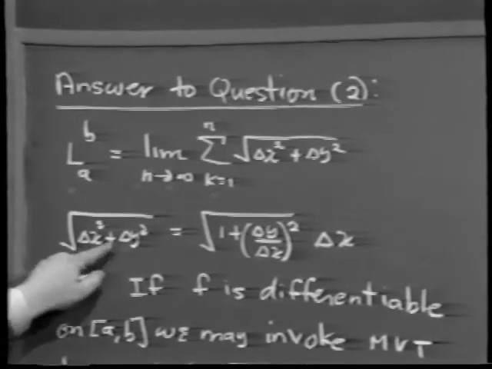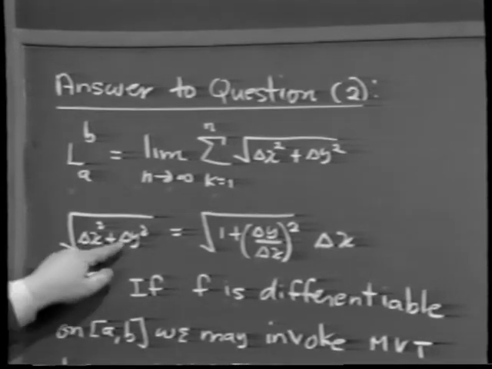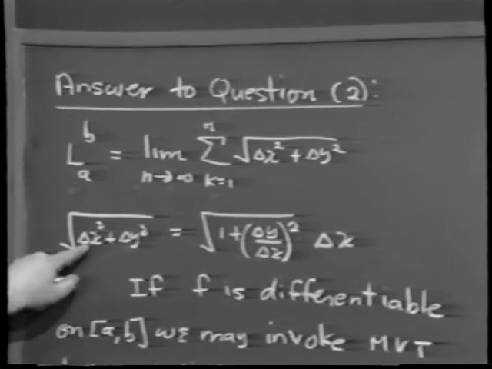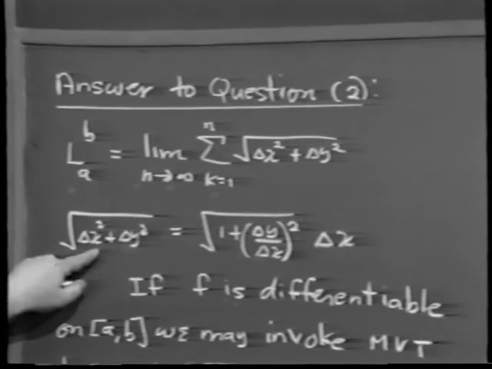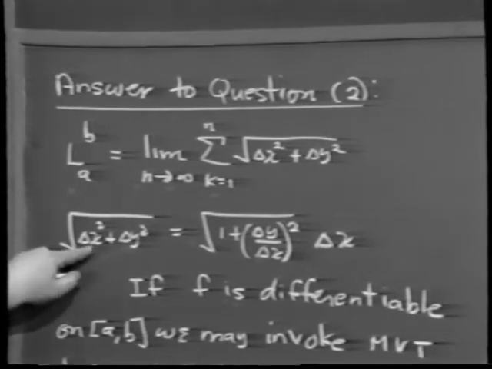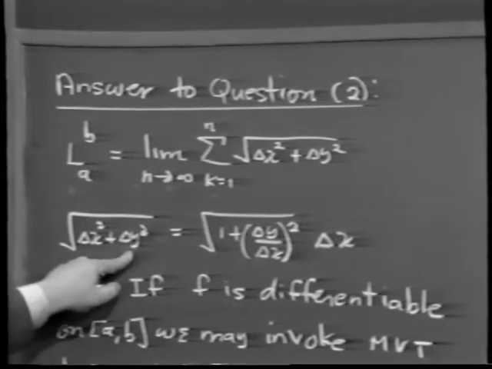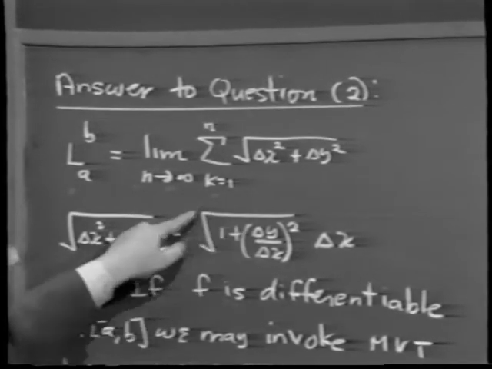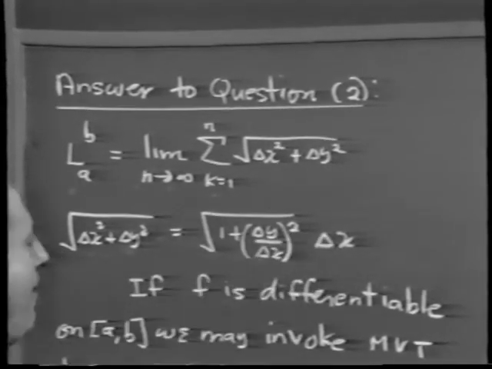For example, when I see an expression like this, I like to think in terms of a derivative. A derivative reminds me of delta y divided by delta x, etc. So what I do here is I factor out a delta x squared. In other words, I divide through by delta x squared inside the radical sign, which is equivalently the same as dividing by delta x, and I multiply by delta x outside. In other words, factoring out a delta x squared, the square root of delta x squared plus delta y squared can be written as the square root of 1 plus (delta y over delta x) squared times delta x.